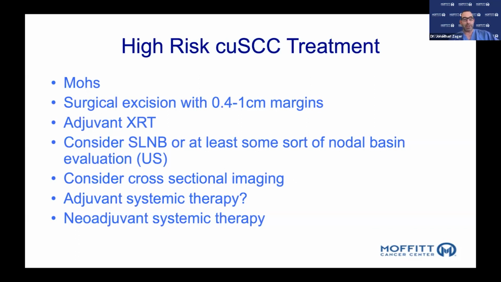Well, again, we can use some of the techniques that I already discussed. Mohs surgery for some of them, surgical excision. Maybe now we use wider margins than just 4 millimeters. Adjuvant radiation, you can consider some sort of nodal observation, which could be via ultrasound, and in some cases, consider sentinel lymph node biopsy. You might want to image the patients, meaning cross-sectional imaging, which is CT scans.